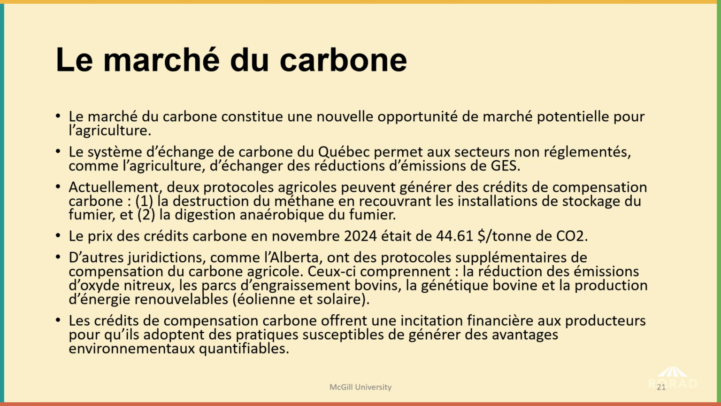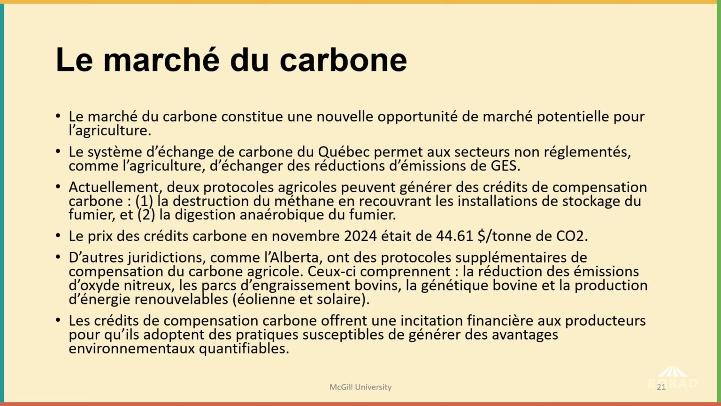Again, one of the things that we see is there are new market opportunities. One of the ones that potentially could be a very big one for Quebec is this idea of the carbon offset market. Quebec has a carbon trading system and it allows for unregulated sectors such as agriculture to trade greenhouse gas emissions. Currently, we have 2 agricultural protocols that generate carbon offsets: destruction of methane by covering manure storage facilities, and manure anaerobic digestion. Those are good for animal production, but not so much for crop production. What we see in November 2024, the price for carbon was $44 or almost $45 per ton of CO2 equivalent.